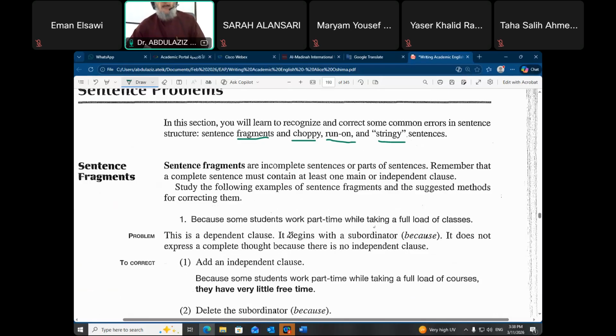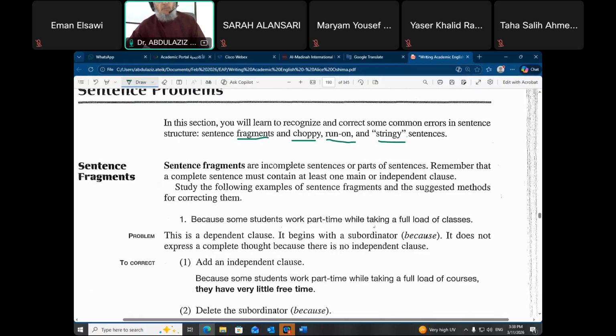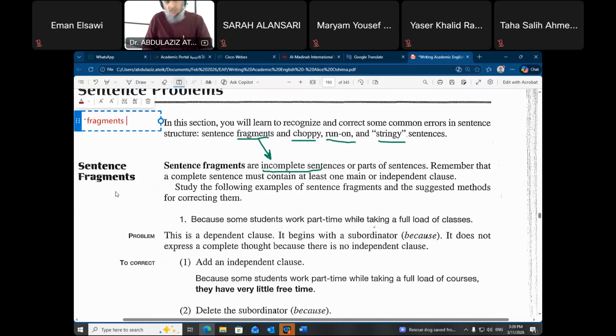Look at fragments. A sentence fragment is an incomplete sentence. The fragment is something incomplete, like when you say segments means parts. Fragments equals parts. So when I say a fragment of a sentence, it means part of a sentence. Incomplete sentences or parts of sentences.